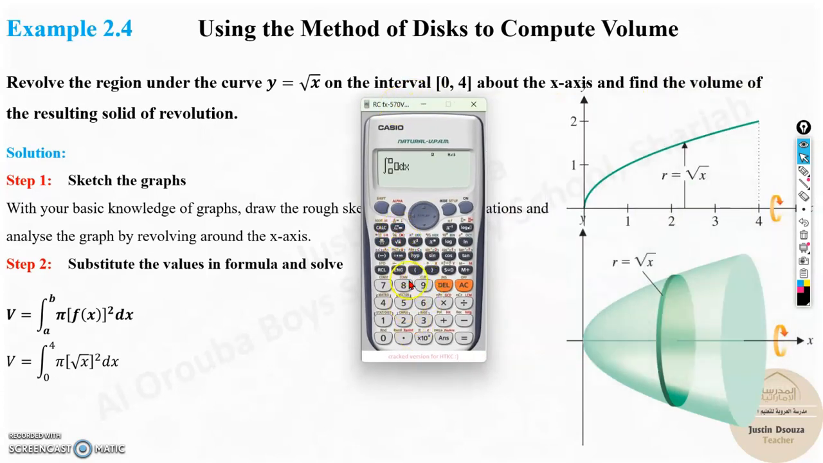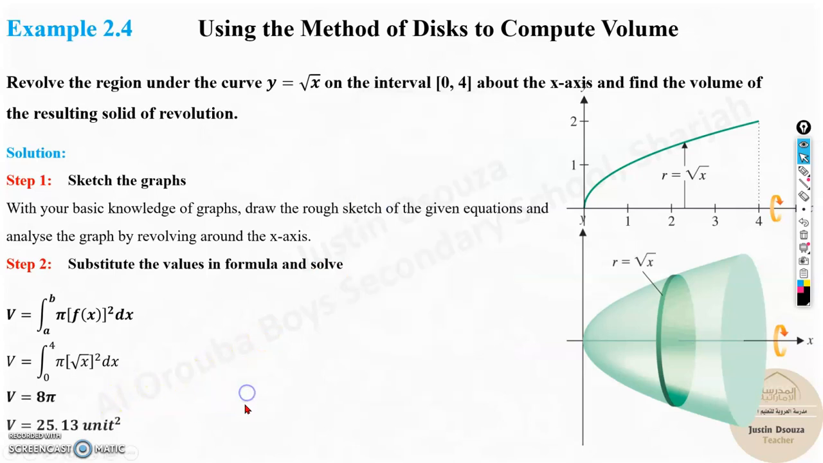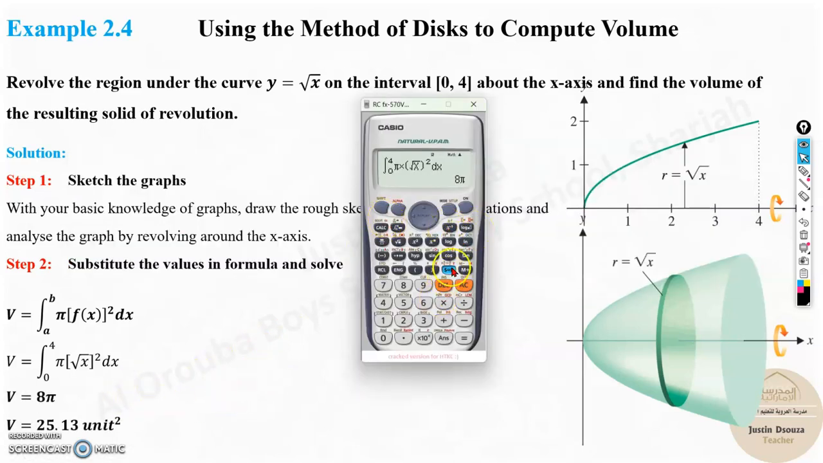You can use this symbol, pi, shift and this symbol over here. You'll get pi, multiply it with, you can use the brackets because you're squaring, square root of x. Close the brackets and square it up over here. It's from 0 to 4 and you'll get the answer 8 pi. So that is the answer, or you can even just press this and get the units.